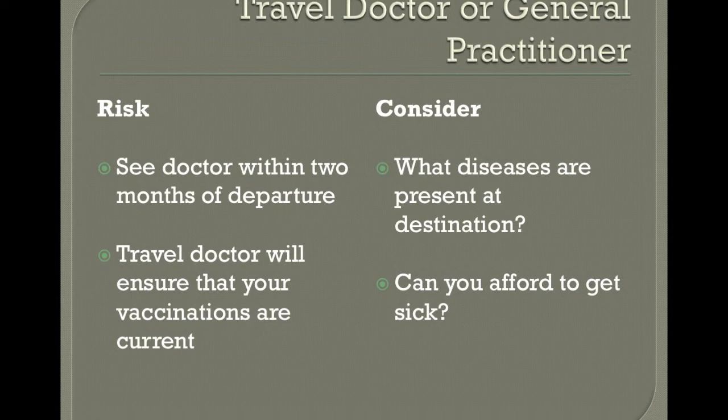By seeing the travel doctor within 2 months of departure, you can start to think about the vaccinations and boosters you might need. You can start considering whether or not there are health risks in that particular location that you haven't taken into account. Rabies, for example, is endemic in many Southeast Asian locations.